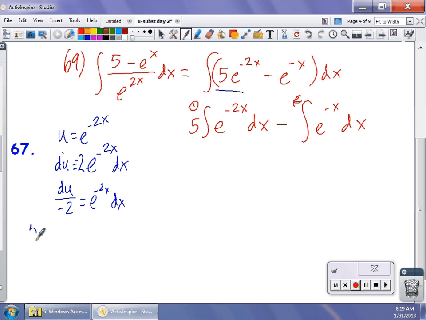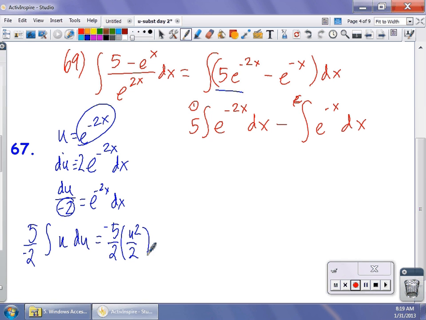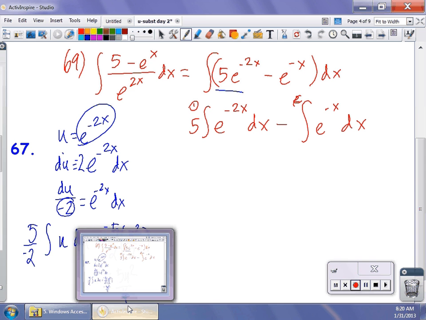So I have my 5 out front. The integration of, this is where I'm making the u substitution. So u goes in place of e to the negative 2x, so I have u du in the back, and I'm going to take that negative 2 and pull it out front and divide the coefficient by that. So when I find the antiderivative there, I get negative 5/2 u squared over 2, which is negative 5u squared over 4.